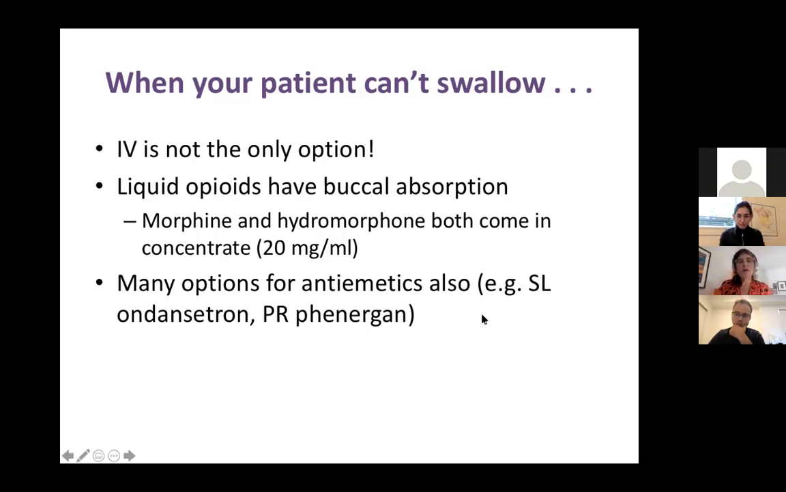And then also both morphine and hydromorphone come in a concentrated version, 20 milligrams per ml. So they're not having to swallow a lot. In hospice, routinely, family members squirt just a little bit of liquid morphine into somebody's mouth, even if they're not swallowing great. So liquid oral hydromorphone or morphine is something to just be familiar with. And if people need other symptom management, there's options for those too that are not pills.